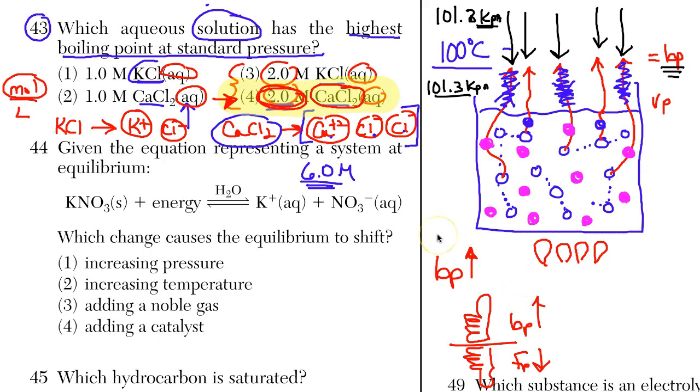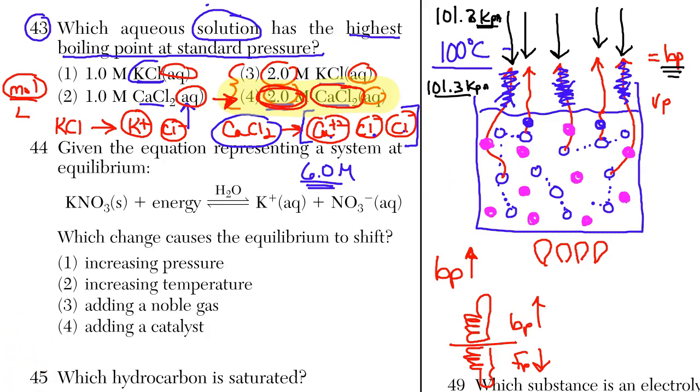Now they could have asked the same question and said, which of the following has the lowest freezing point? It's called freezing point depression, and it'd still be number 4. Okay. All right, so 43 is for a nice colligative property question.